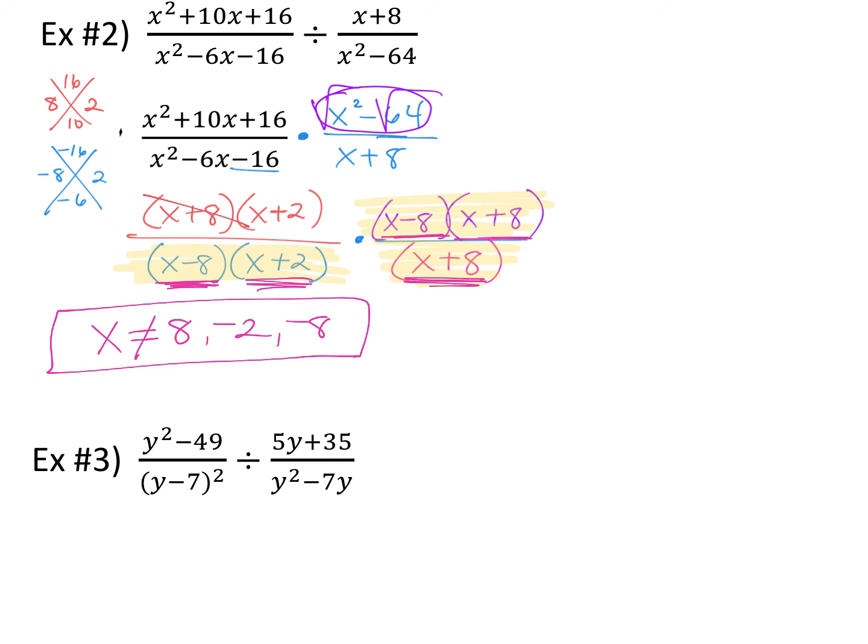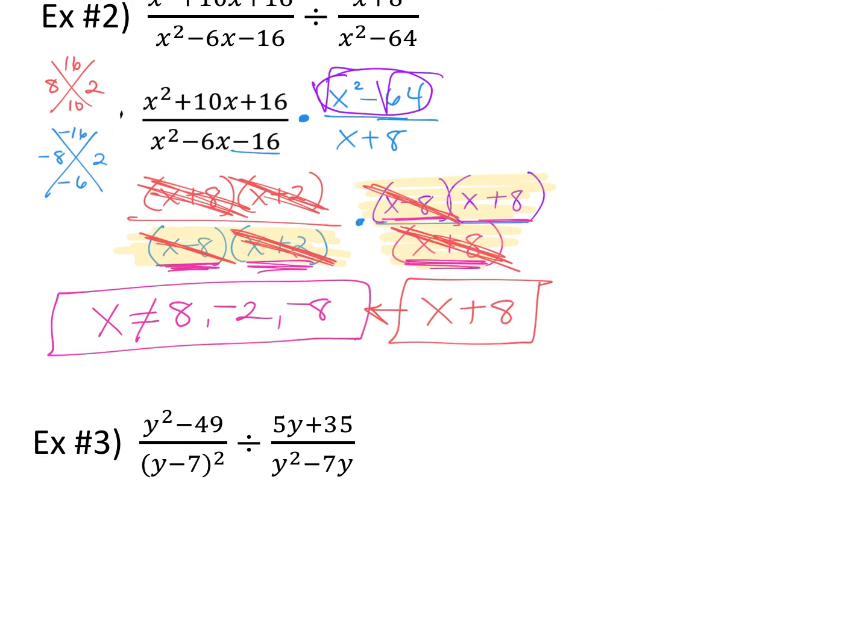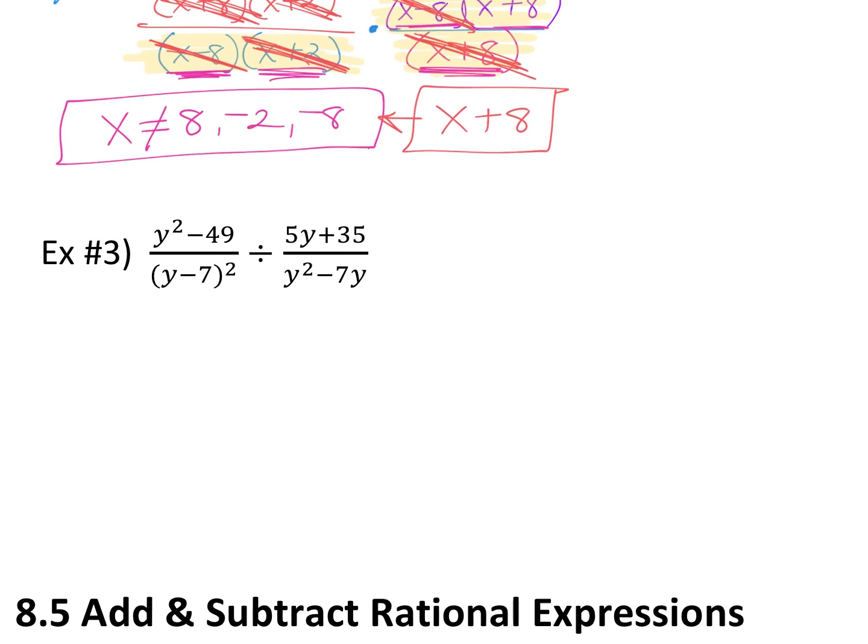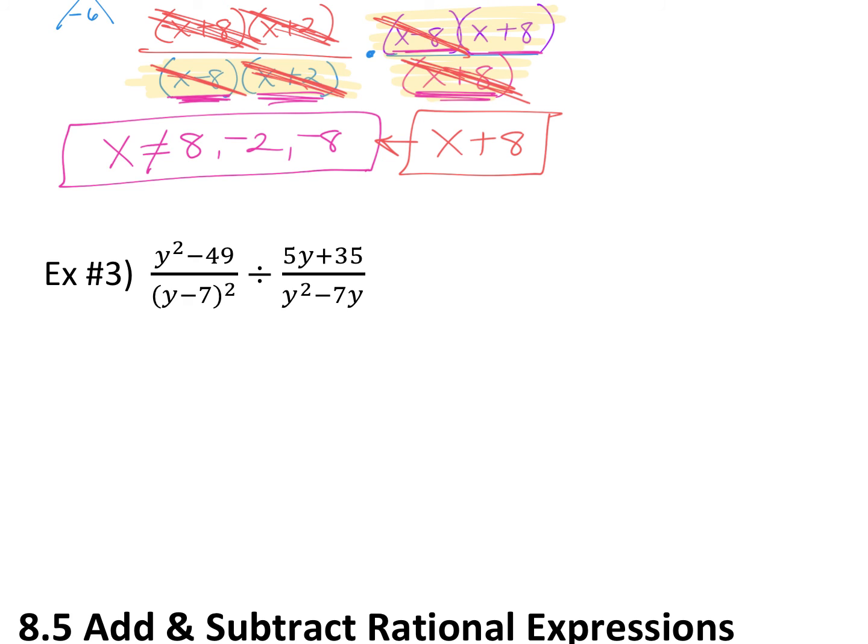So if we do x plus 8 here, there's an x plus 8 here on bottom, x plus 2 with x plus 2, and x minus 8 with x minus 8. So you're just left with x plus 8 as your answer with those restrictions. Questions on that? Okay, then I want you to try number 3 on your own. Feel free to chat it up with a neighbor if you're working through some things. I'm going to come around and help you out where help is needed, and then we will do it together.